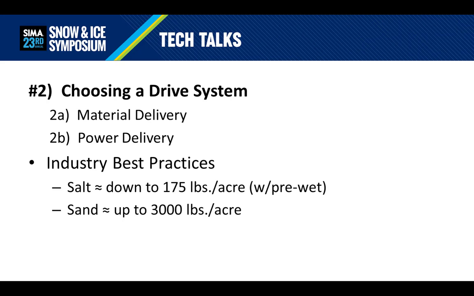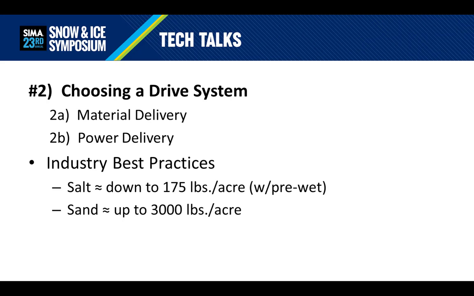If bulk salt is the main material to be used, you're probably treating accounts in a decent-sized city where the main focus is safety, which means getting to black pavement. Industry best practices using a pre-wet salt suggest you need to spread as low as 175 pounds per acre, but a typical application rate is around 500 pounds per acre.